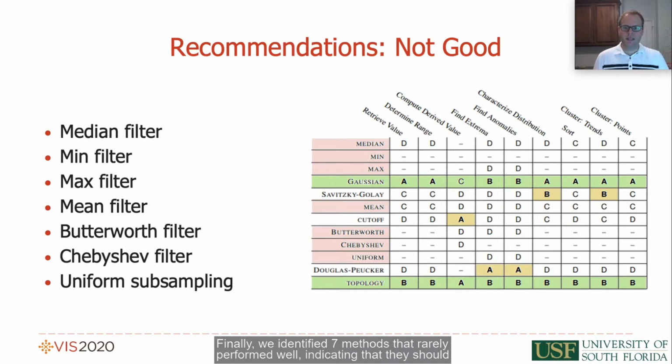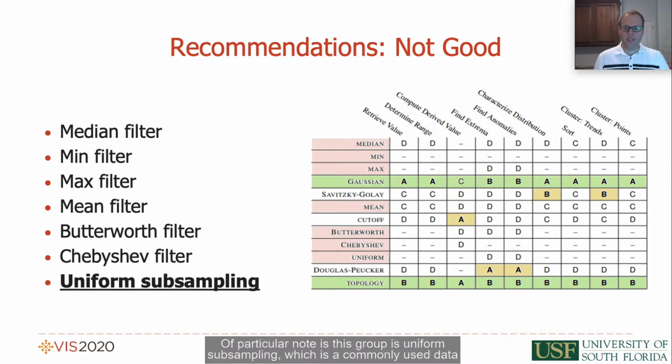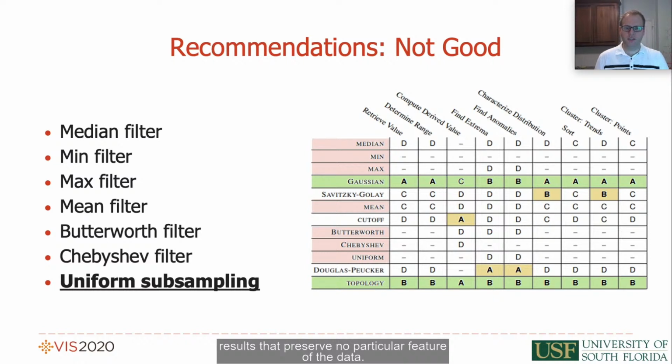Finally, we identified 7 methods that rarely performed well, indicating that they should only be used if you have a very specific reason to do so, perhaps having to do with the features of focus in the data or the high-level analytical task being performed. Of particular note in this group is uniform subsampling, which is a commonly used data reduction method, also commonly used for its smoothing side effects. Our results show that using it for smoothing is ill-advised, as it produced unreliable results that preserve no particular feature of the data.